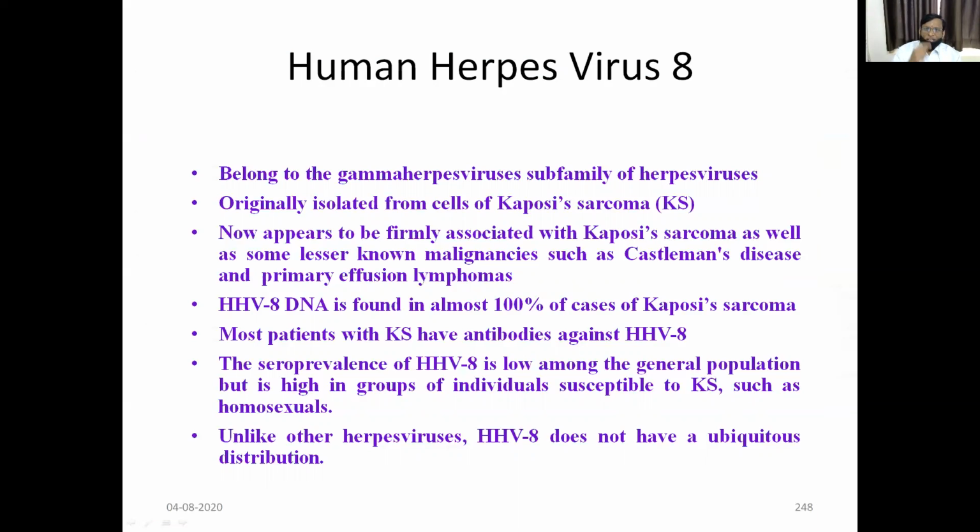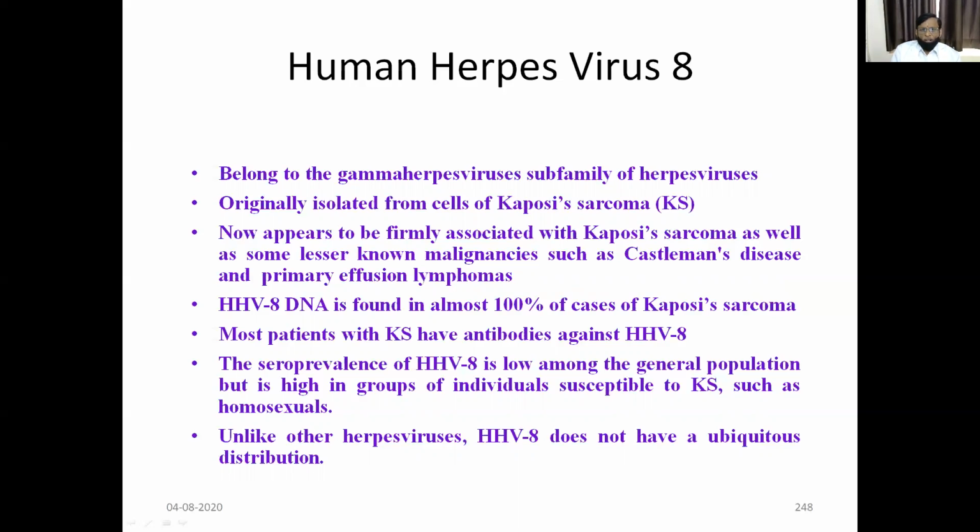Human herpes virus 8 belongs to the gamma herpesvirinae subfamily of herpes viruses, originally isolated from Kaposi sarcoma, which is a very common skin cancer in HIV patients. It now appears to be firmly associated with Kaposi sarcoma, as well as some lesser known malignancies such as Castleman's disease and primary effusion lymphomas.